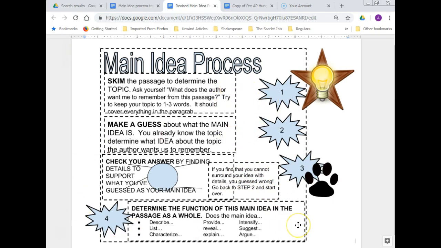Step 4 is what I was talking about before. So it's determine the function of this main idea in the passage as a whole. And so we're giving you sentence starters here. Does this main idea describe something or list something or characterize, provide, reveal, explain, intensify, suggest, argue? There are more sentence starters or words that you could start your sentences with, but that will get you the practice that you need until you're comfortable kind of figuring that out on your own.